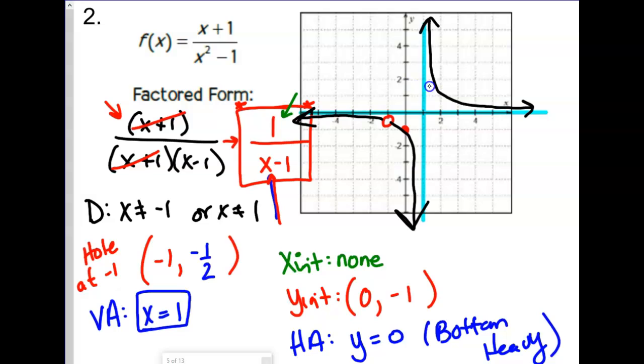So is that always going to be? If there's a removable discontinuity, if you know how to graph the resulting function on your own, then you can just graph it and just make sure the hole is visible.